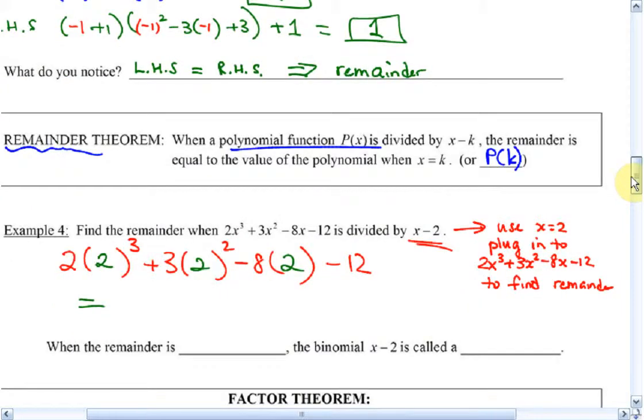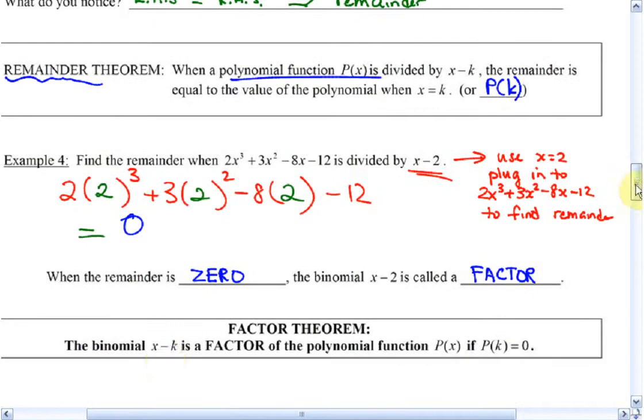Okay, ladies and gentlemen, what do we get here for this remainder? 0. Excellent. By the way, when the remainder is 0, we have a special term for this binomial. It's called a factor. And so the next thing I want to show you, which is just an extension of the remainder theorem, is the following. If you had a binomial x minus k, and then I asked you to find the remainder, and you found that the remainder is 0, well, that just means that x minus k is really a factor of the polynomial.